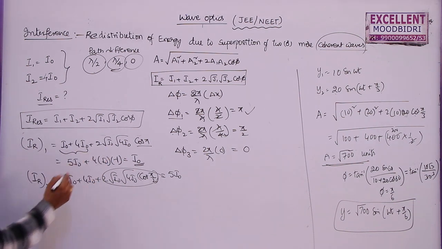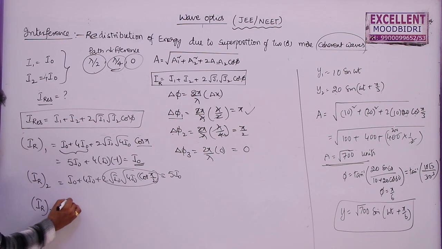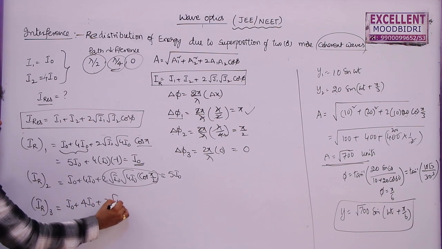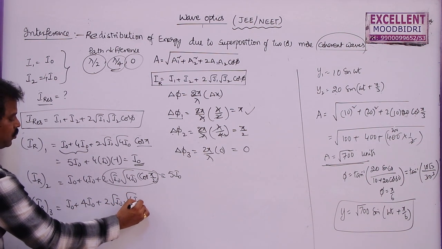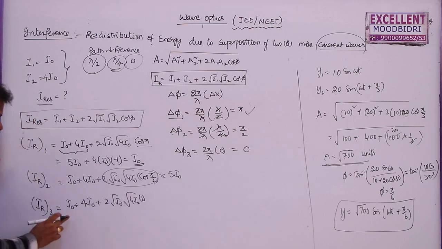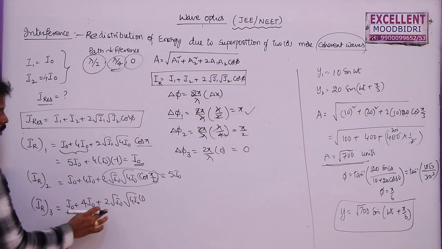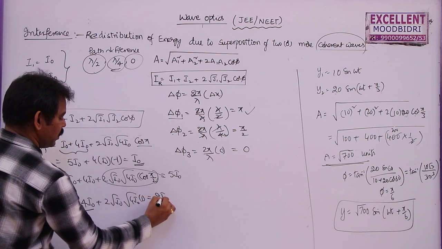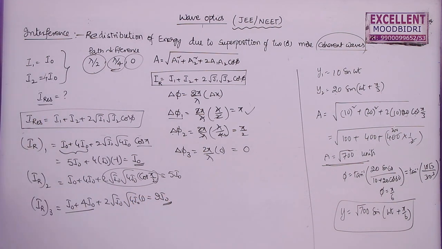Now what about the third case here? The resultant intensity in the third case is given by I naught plus 4 I naught plus 2 root I naught root 4 I naught cos 0, which is equal to 1 here. So this is 5 I naught already. This is 2 twos are 4 I naught. Total 9 I naught here.